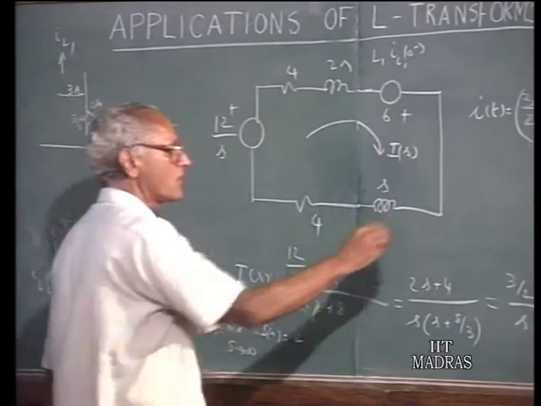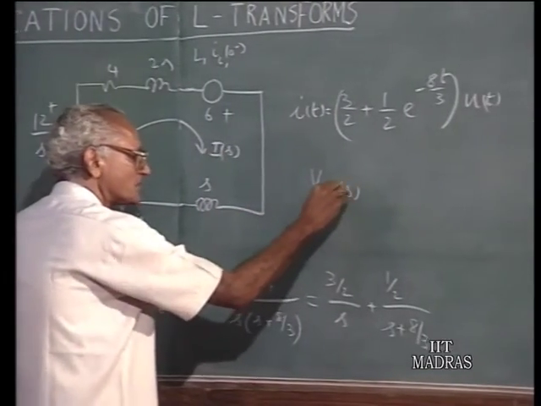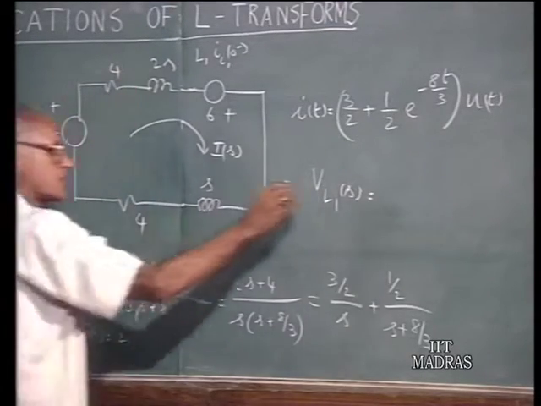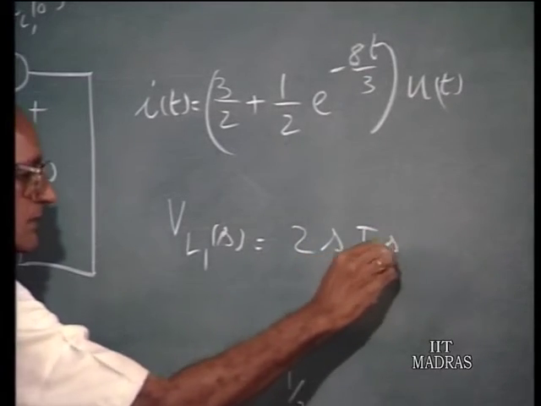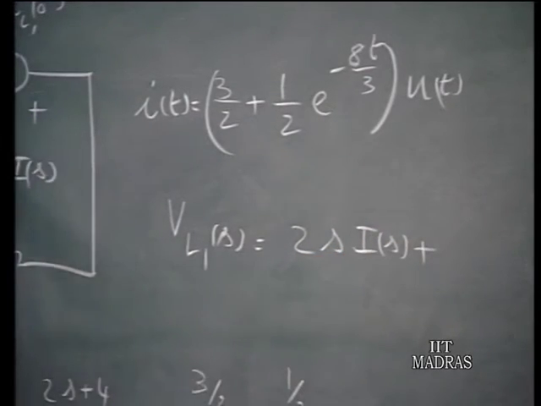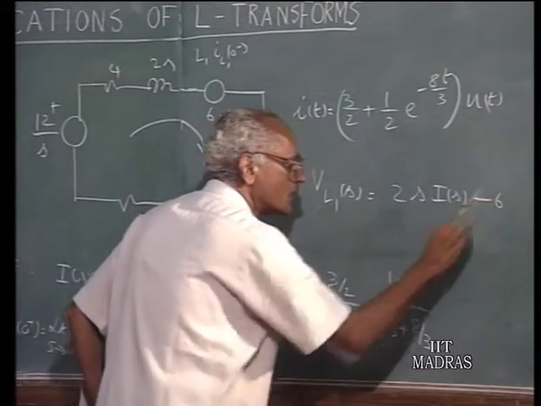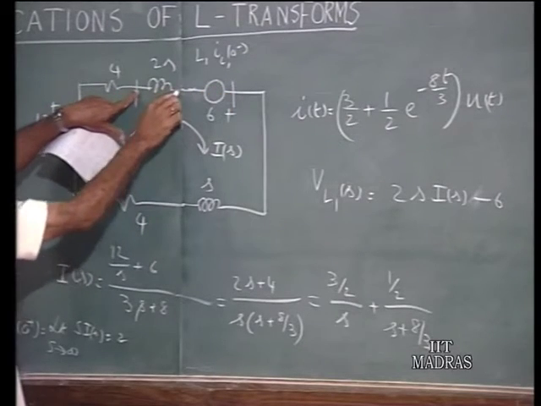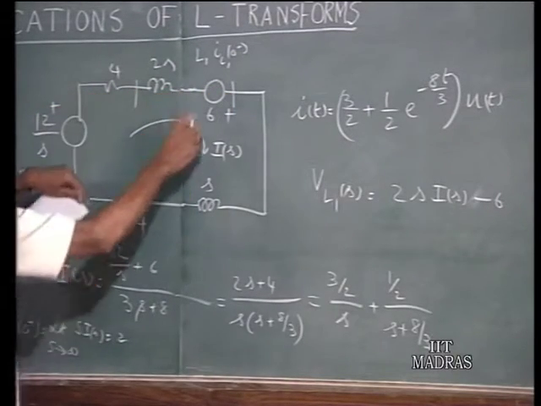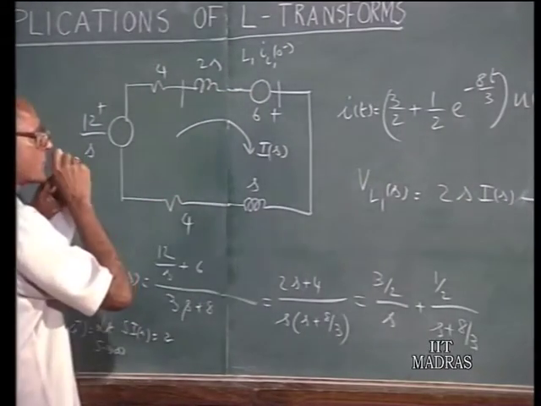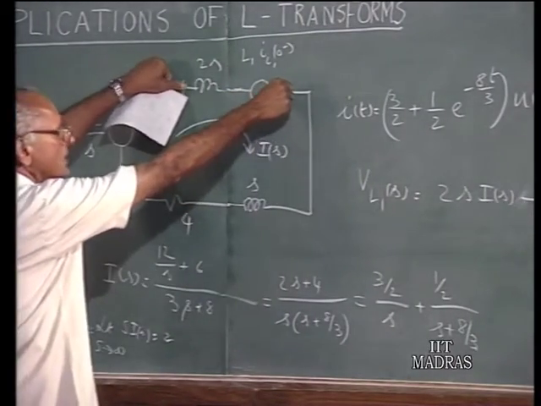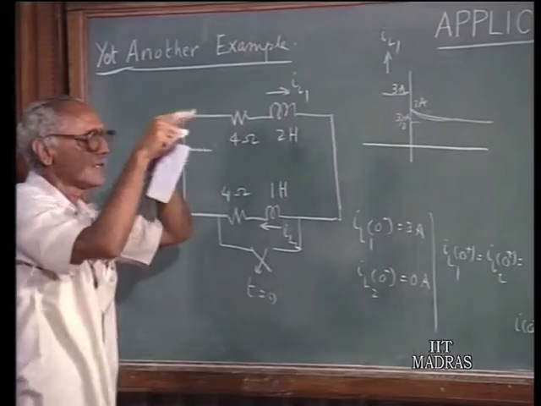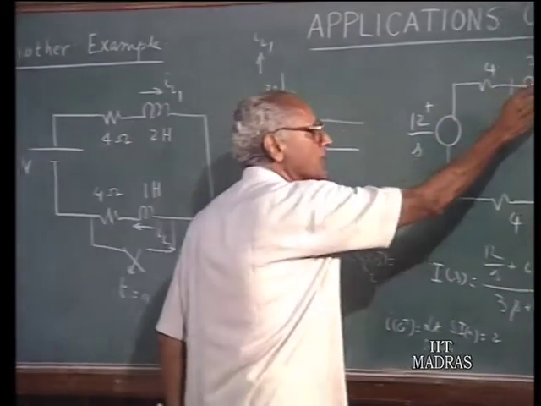Suppose I want to find out the inductor voltage VL1 of s. Now that we have got I of s, it is 2s times I of s minus 6, that is the drop here. So when you want to find the inductor voltage, you must take the voltage between these two terminals, not across this inductor alone, this portion only. You must take the initial current source also into account, because these are now the terminals of this inductor in this circuit. This inductor has been replaced by not only an inductive impedance, but also the initial current source.